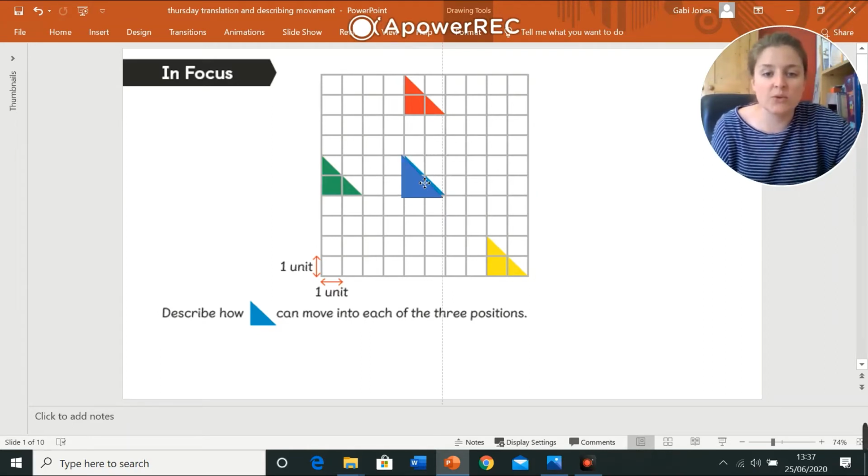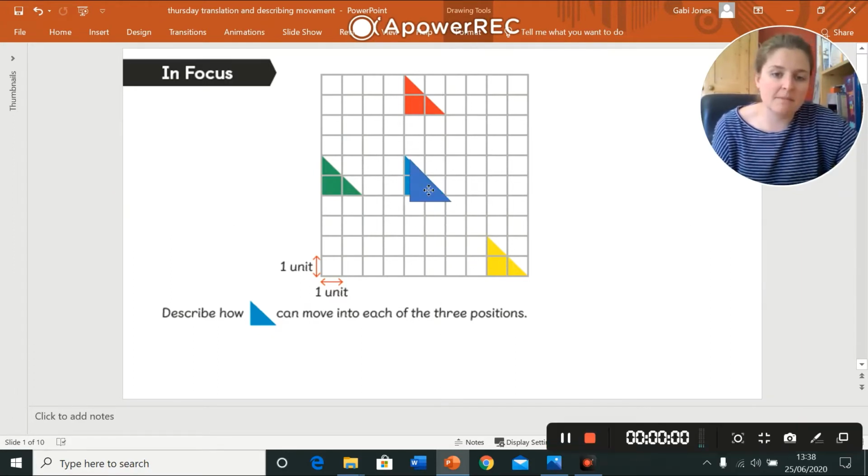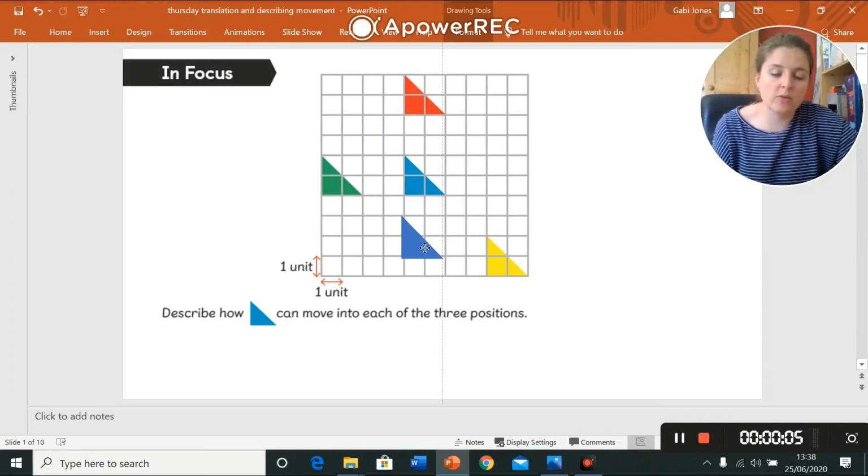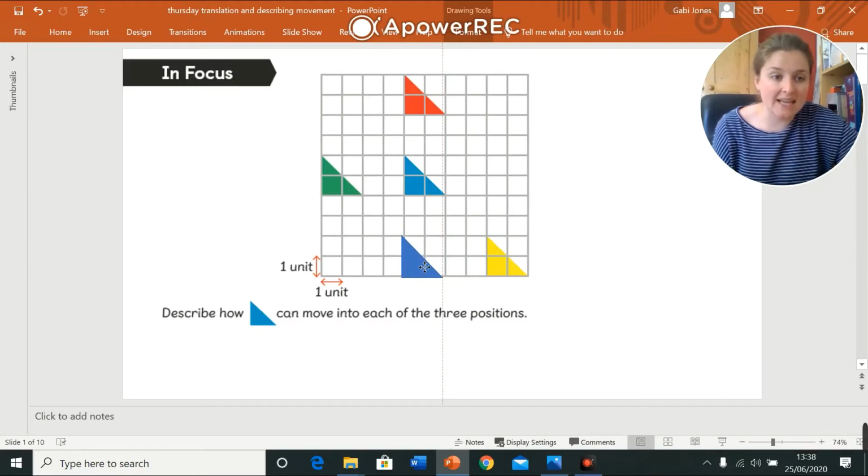So to get to the green shape, I move it 1, 2, 3, 4 unit squares to the left. Now, how do I get it to the yellow? I can't just say go diagonal. What I've got to do is an L track and move it first of all down. So it needs to go 1, 2, 3, 4 unit squares down, and then 4 unit squares to the right.